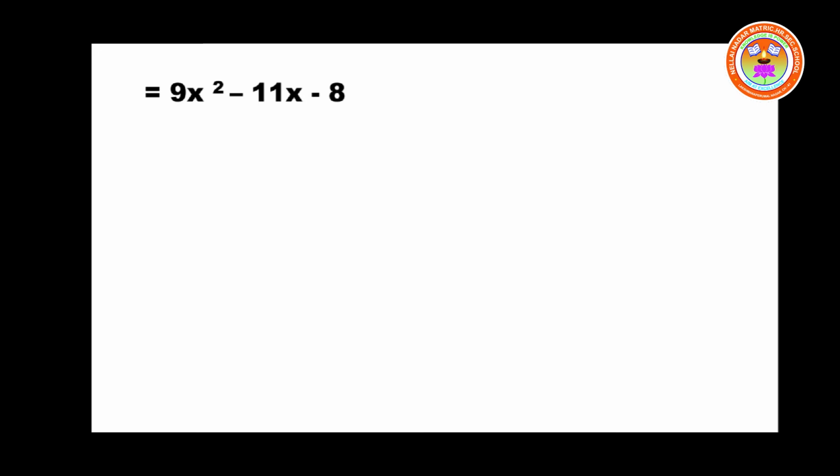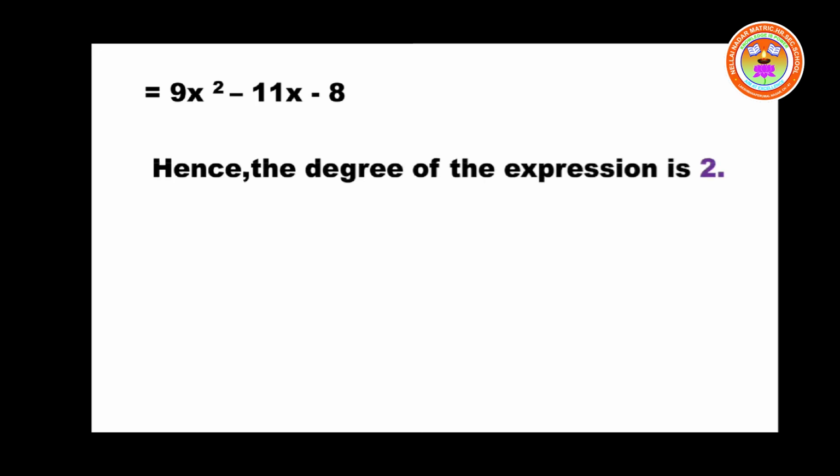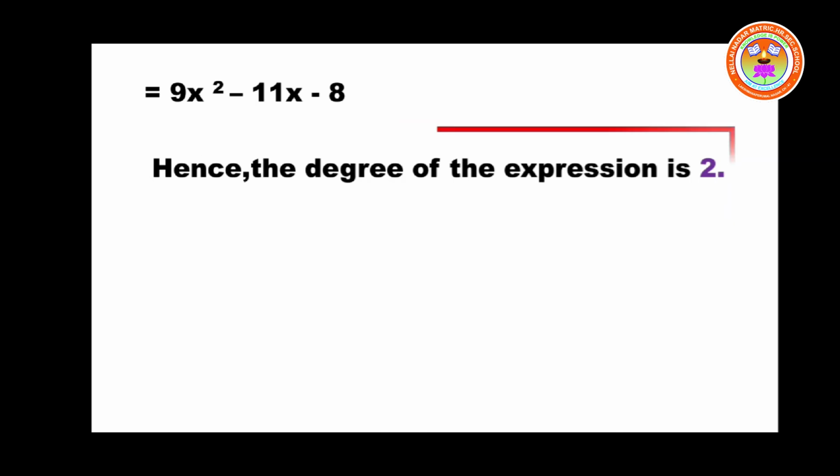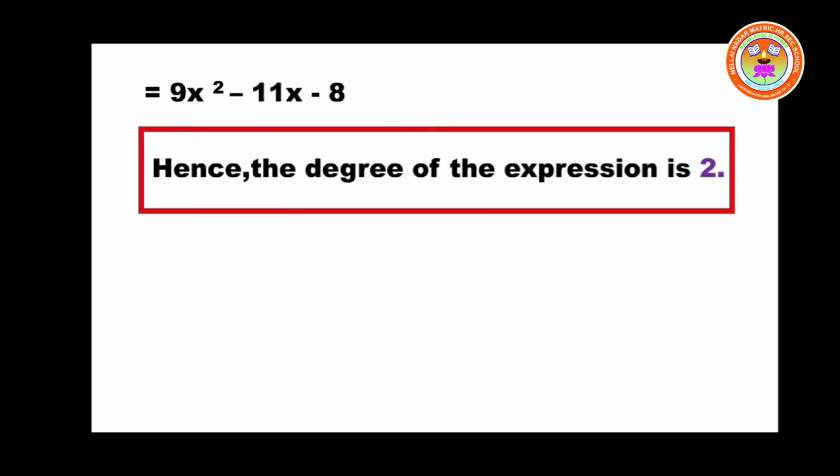Now you have to find the degree. What is the first term? Degree x², so 2. What is the second term? x to the power of 1. And the last one is the constant term. So among these terms, which is having the highest degree? x², so 2. Hence the degree of the expression is 2. That is your final answer.